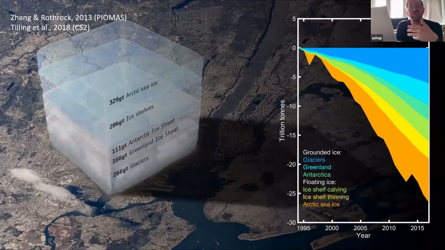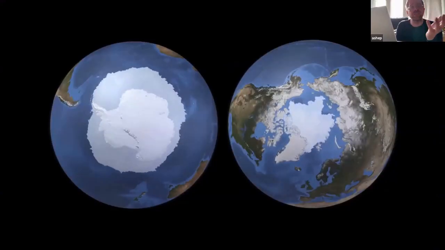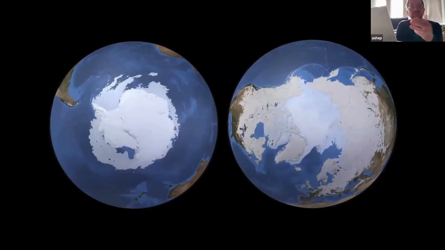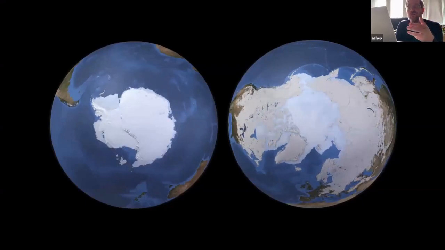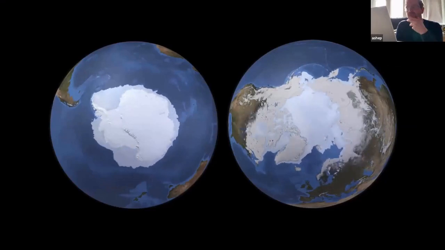Arctic sea ice has lost 329 billion tons of ice per year. And even during this period, the Antarctic sea ice pack shrank by 40 billion tons of ice per year. So that's 1,000 billion or 1 trillion tons of ice per year lost from the cryosphere. And that's a 10-kilometer high cube of ice. And that's a huge amount of ice, of course. And it would be impossible to replenish that in any short time scale.